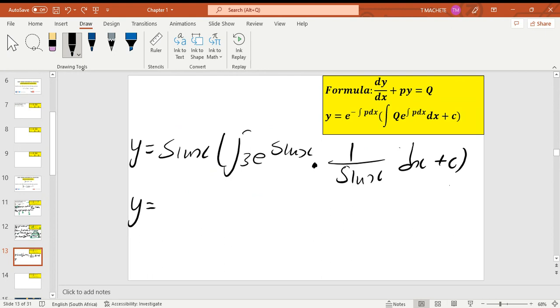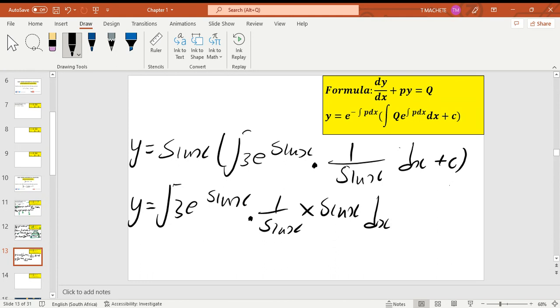Let's do that. So it's the integral of 3e^(sin x) multiplied by 1 over sin x. I said you multiply everything by sin x. Then you're gonna say dx there. Then you say plus c sin x. That sin x is there.